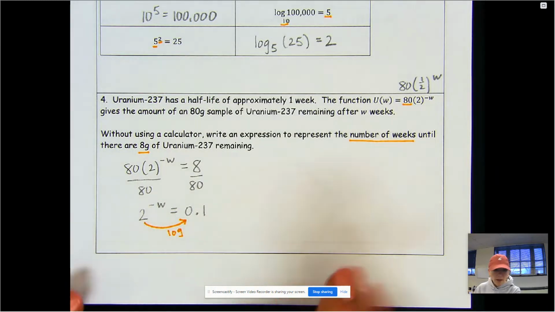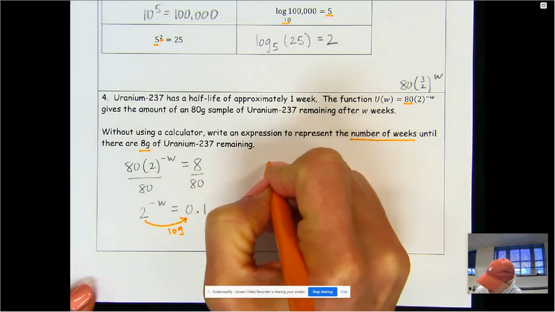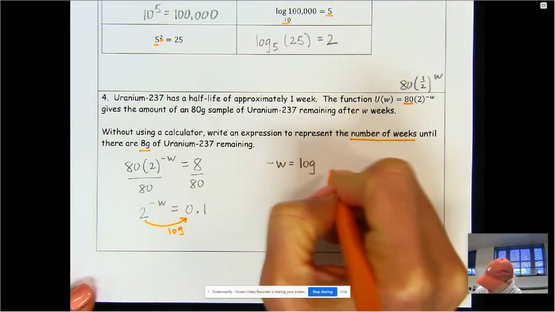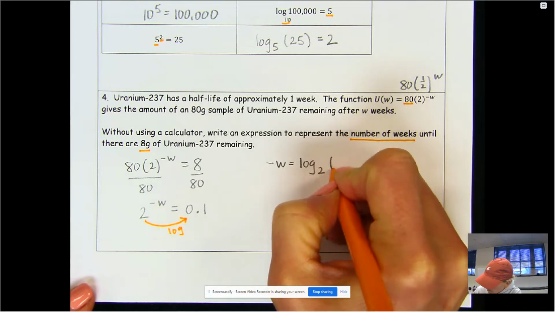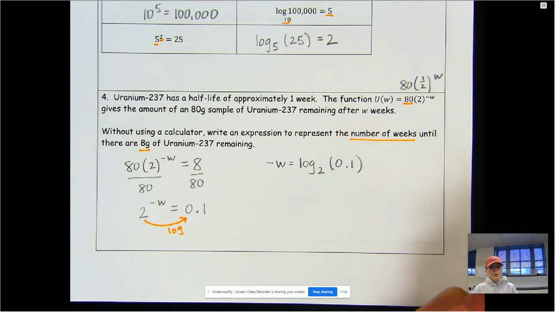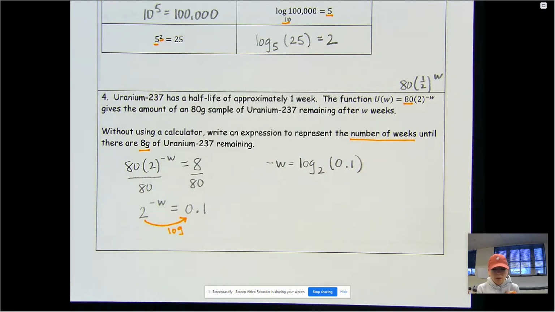So my next step, I'm going to write it over here. Negative W equals log base 2 of 0.1. Okay, and we're almost done. We need to get W by itself. So right now it's negative W.